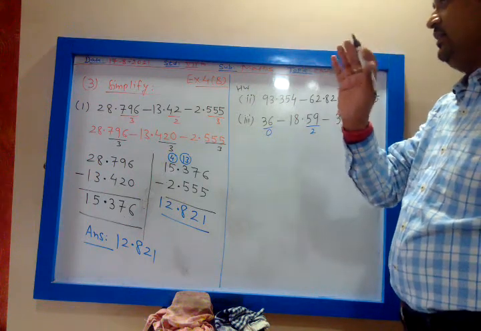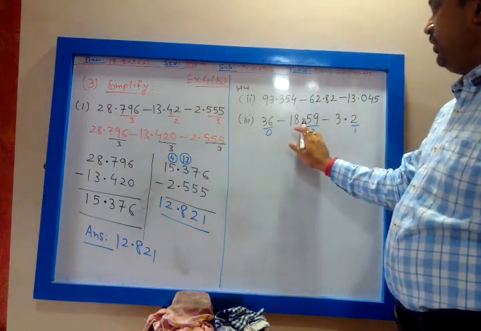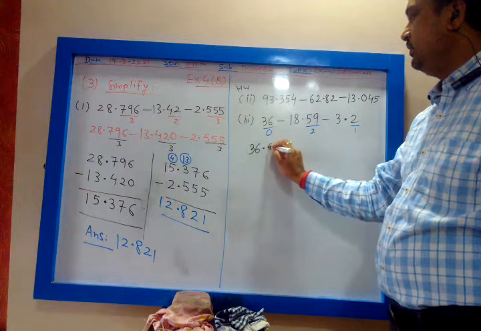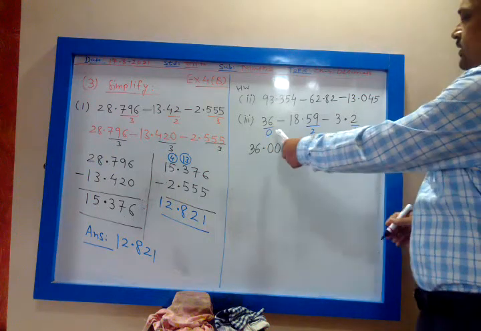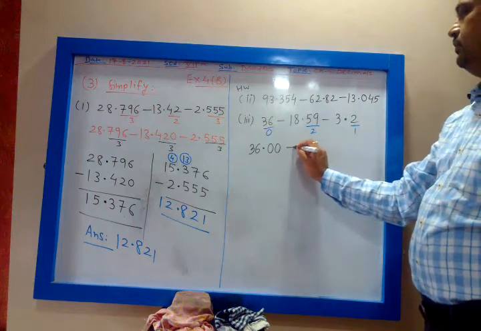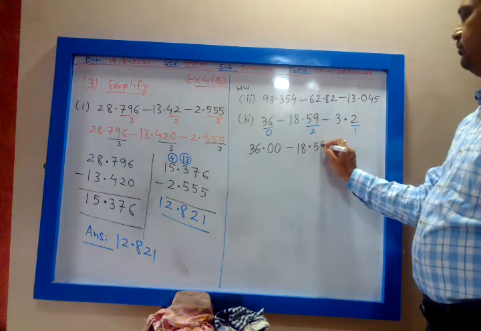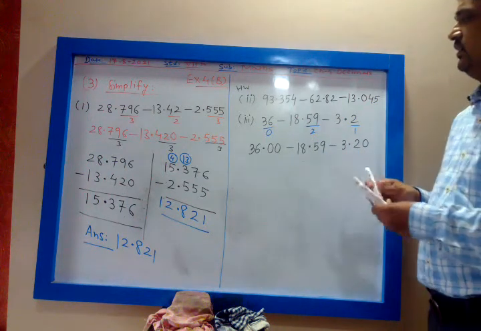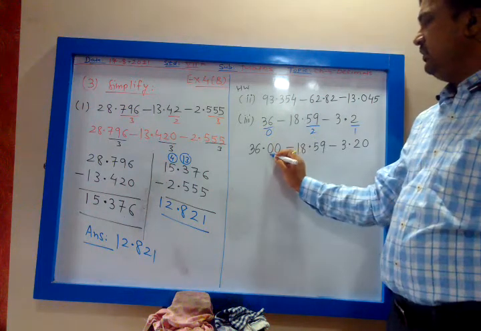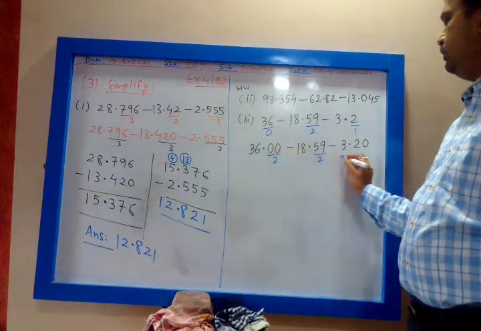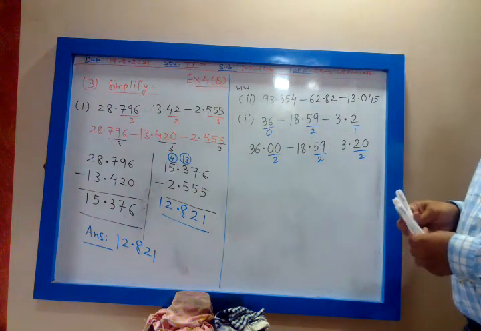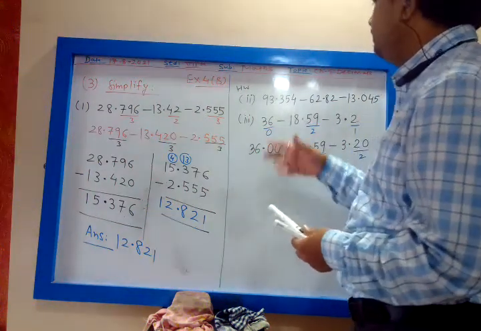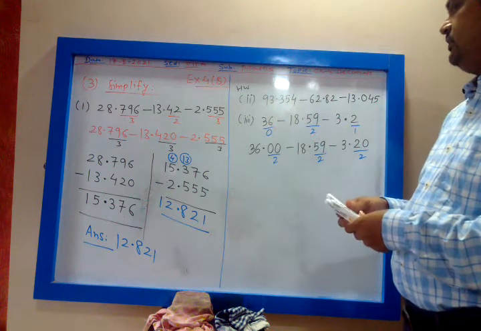We will put the decimal, my dear. After the point there are 2 digits. So this 36 I will write as 36.00, minus 18.59 minus 3.2. And 3.2 I will write as 3.20. Is it clear? Now what is the number of decimal places? 2, 2, 2. So they are like decimals. So 36 you will write as 36.00.